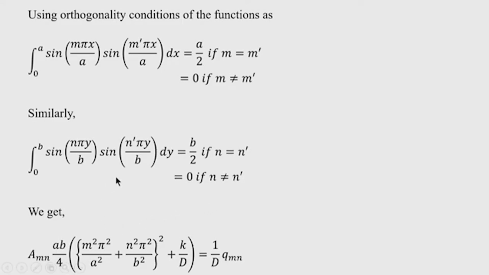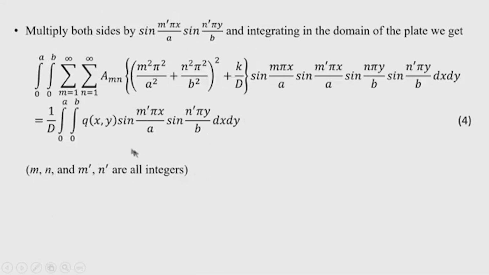So, after integration we get ab by 4. Why is ab by 4 there? Because this integration gives you a by 2 when m is equal to m', and the integration with respect to y gives you b by 2. So, naturally it will be ab by 4, and the other terms remain as they are, and the right hand side I have written as 1 by D Q_mn, where Q_mn is the loading function. Okay. Q_mn is this function. Okay.